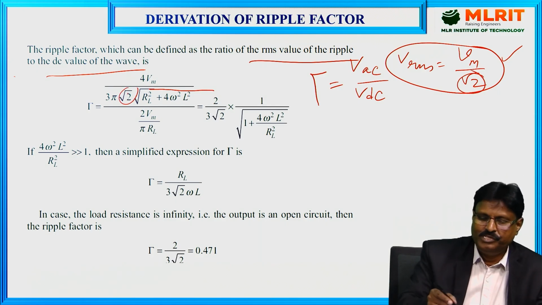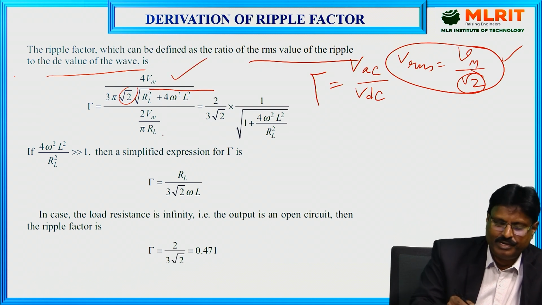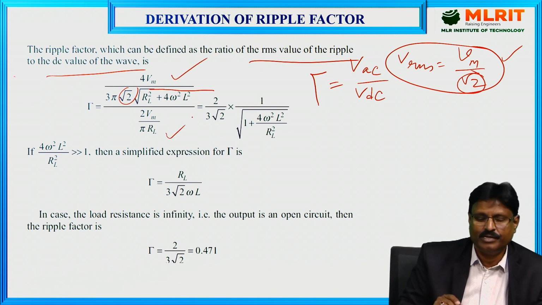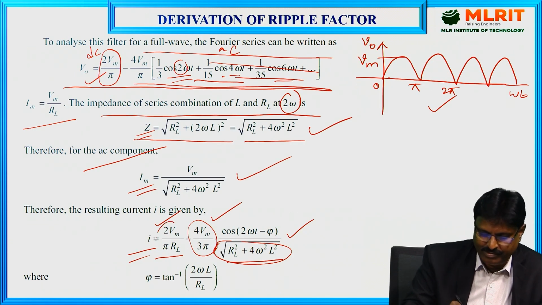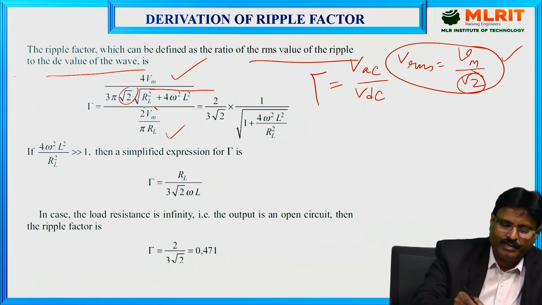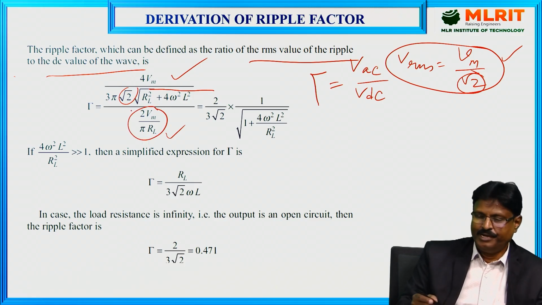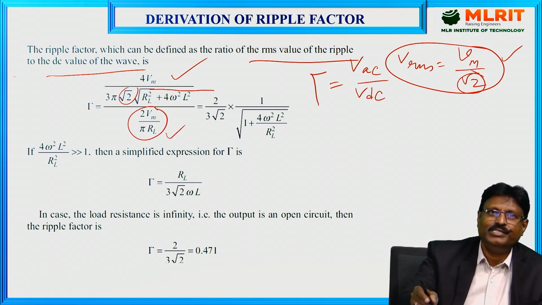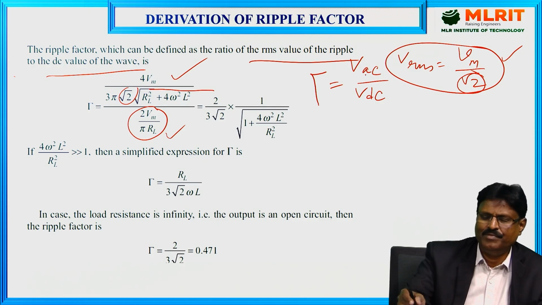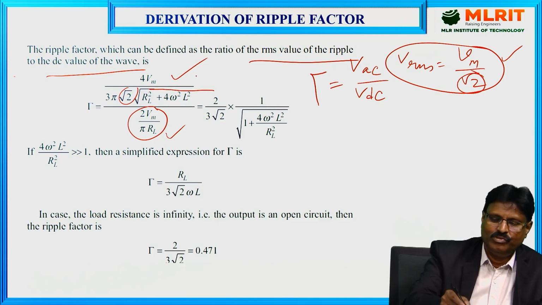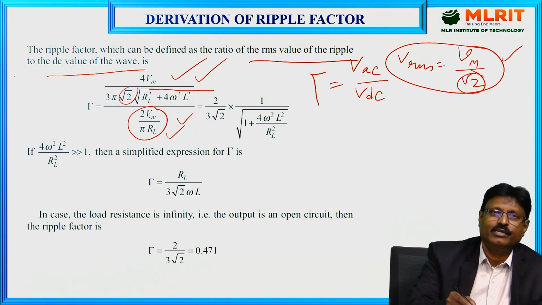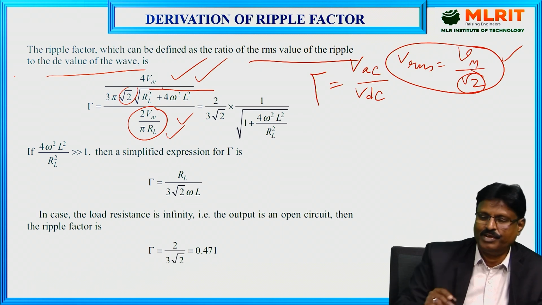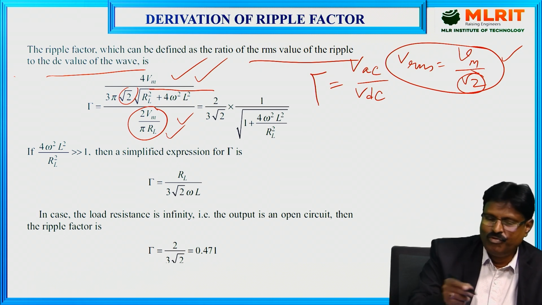This is the RMS value of the AC component, and the denominator is the DC current. DC current means this one, 2 Vm by pi RL. So the ripple factor is equal to the RMS value of the AC component by the DC component, which we simply write as VAC by VDC. Kindly keep in mind, this is related with the current, not the voltage. So we converted the voltage into current.